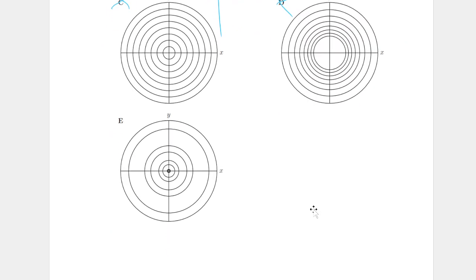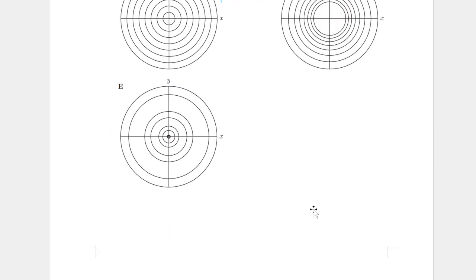Let's just check E just in case. E is exactly the opposite. E gets wider in the exterior, which is not what we want. So that's why the final answer is A.